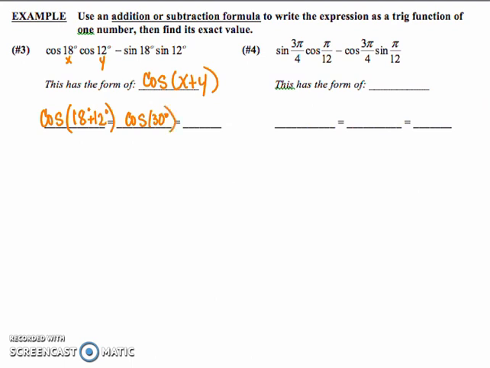And we know the cosine of 30 degrees, that's our first ordered pair on the unit circle. Cosine is our x value. So the cosine of 30 degrees is the square root of 3 over 2.